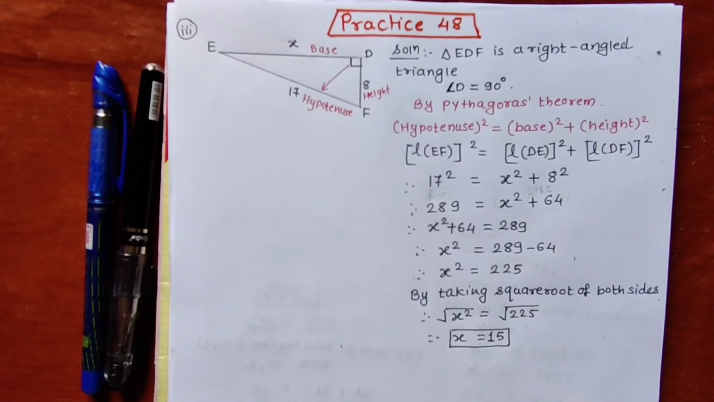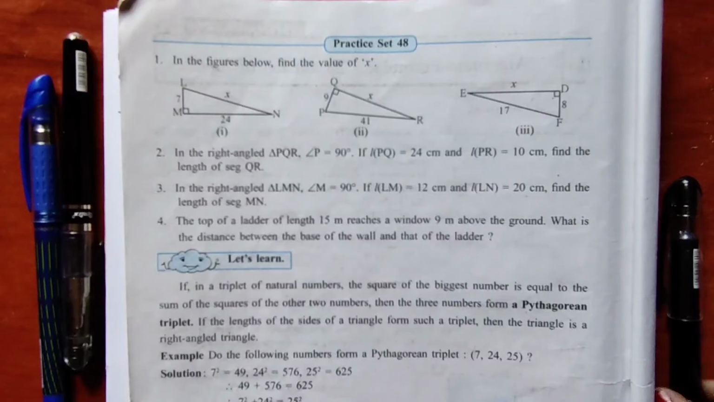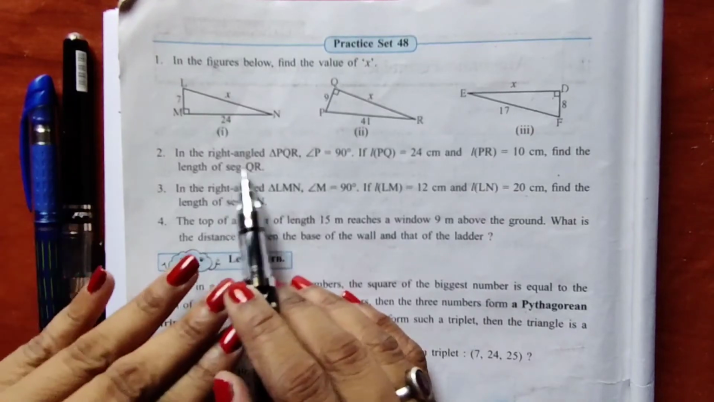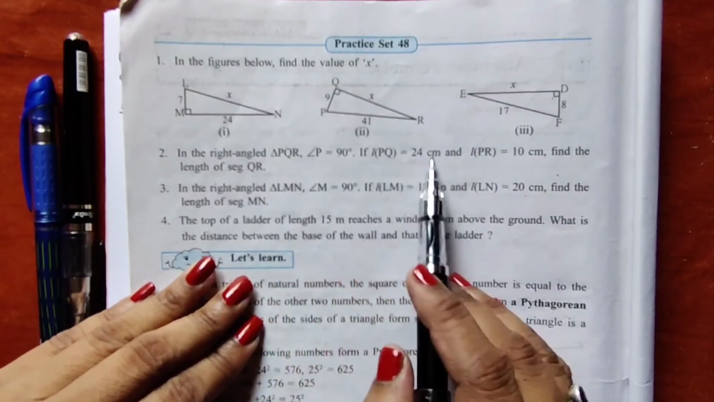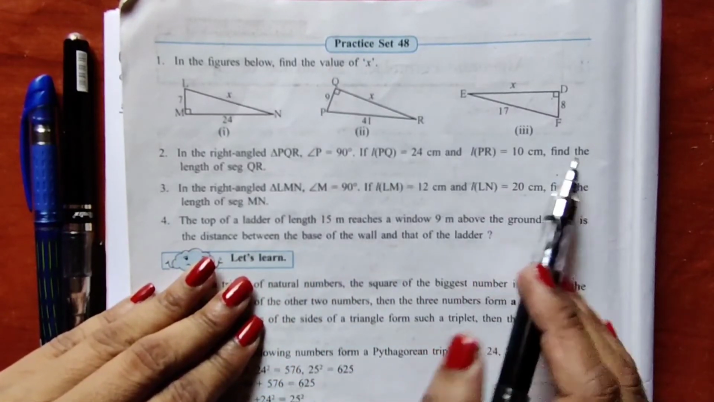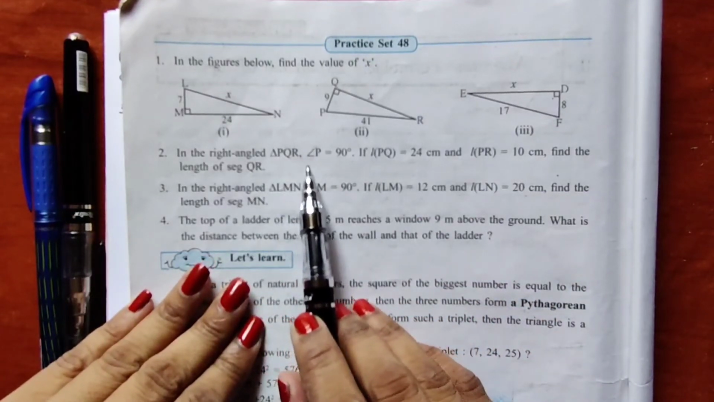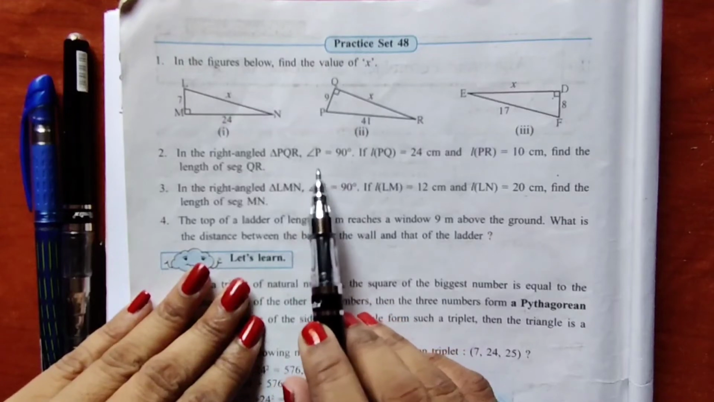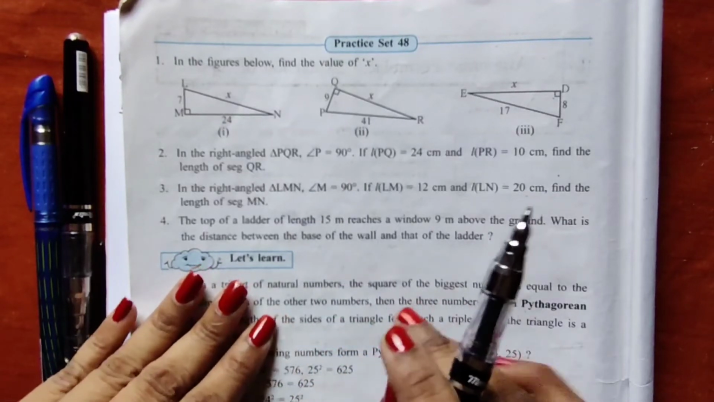48. Now let us go on question number 2. Now let us read this second question. In a right angle triangle PQR, angle P is 90 degree, length PQ is 24, length PR is 10, find the length of segment QR. So triangle PQR is given. Let us draw the diagram and then find out which is the hypotenuse, which is the base and which is the height.